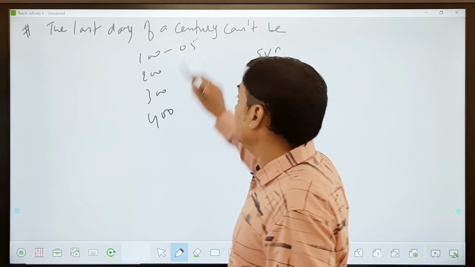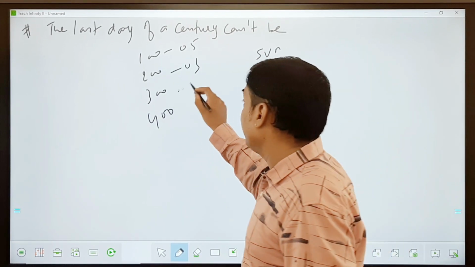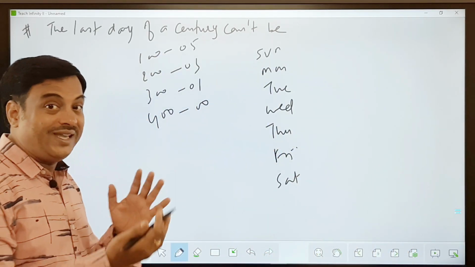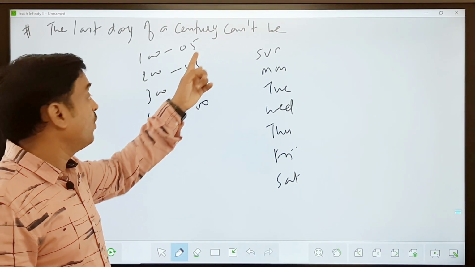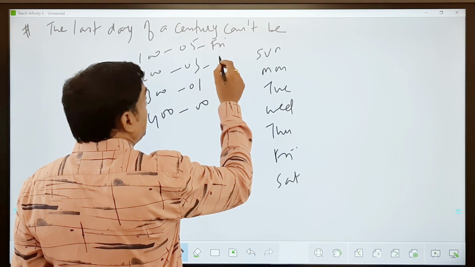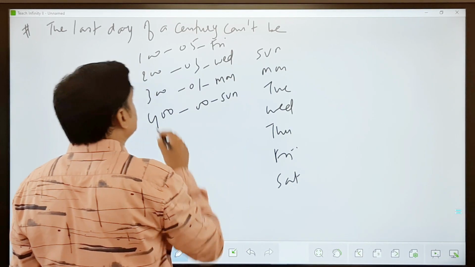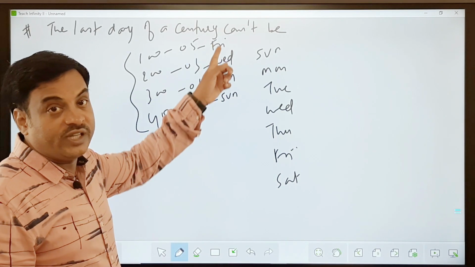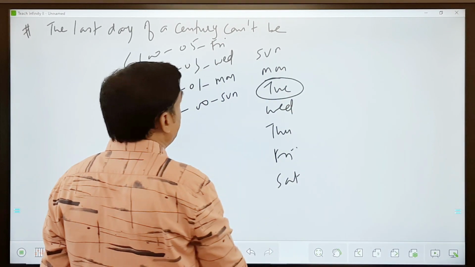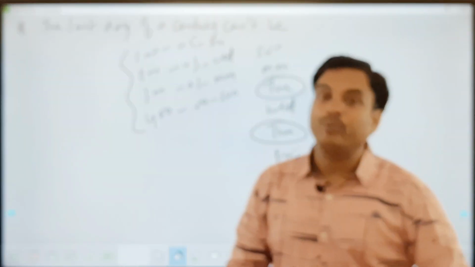So centurion years cannot be... 100 will have how many odd days? 5. 200 will have 3. 300 will have 1. And 400 will have 0. Correct? So centurion years will always end with odd days 5, odd days 3, odd days 1, odd days 0. So 5 means what? Friday, this will be a Wednesday, this will be a Monday, and this will be a Sunday. That means centurion years always end with Friday, Wednesday, Monday and Sunday. So it cannot be a Tuesday, it cannot be a Thursday, and it cannot be a Saturday. Even this could be one possible question for you.